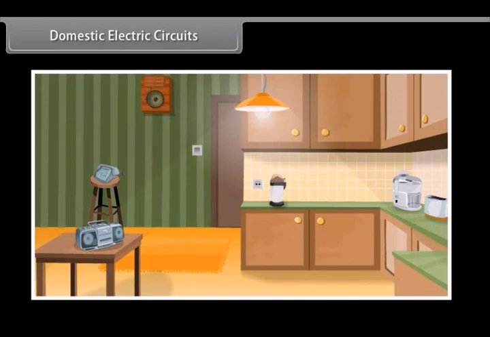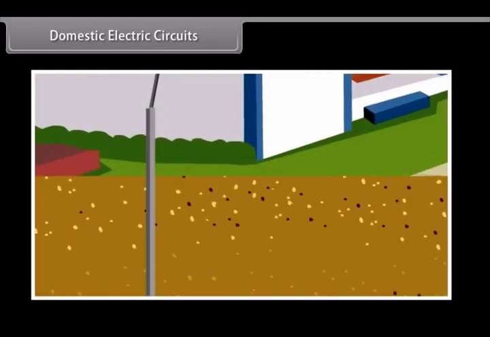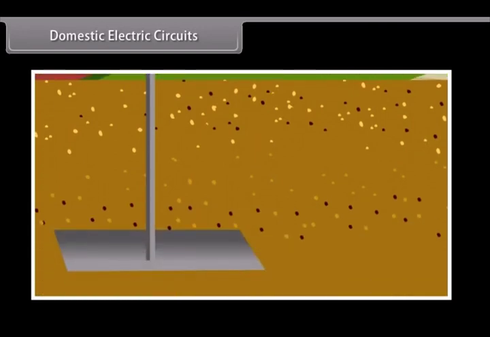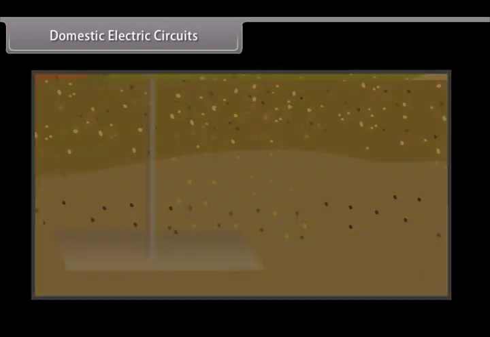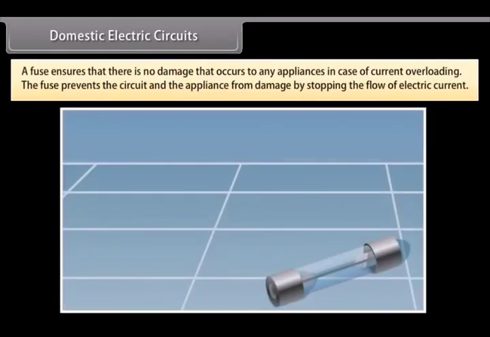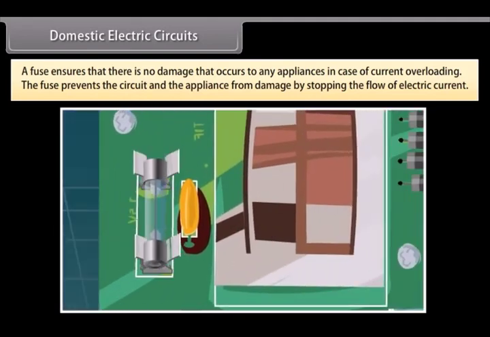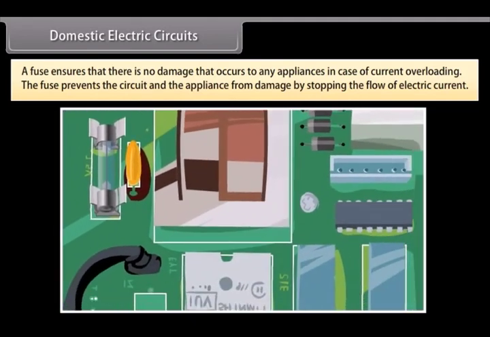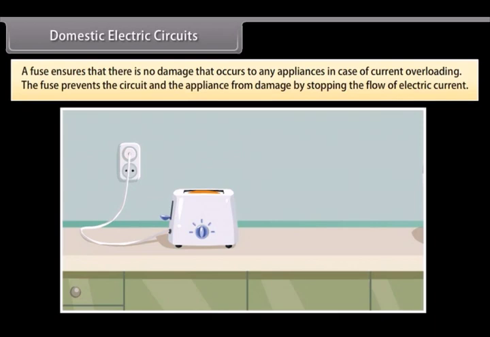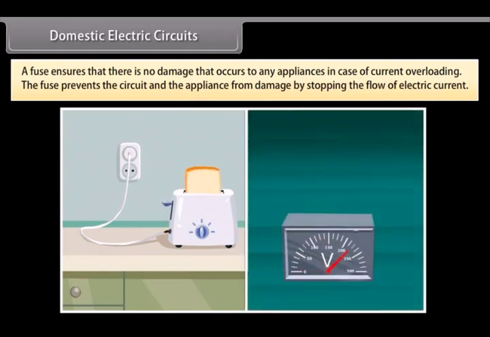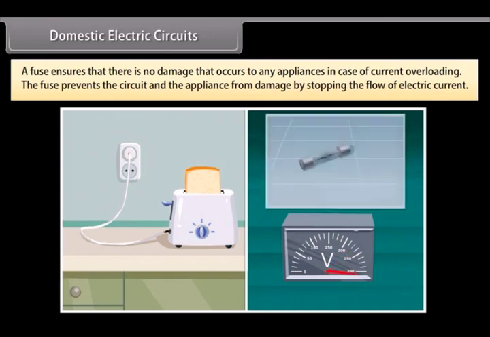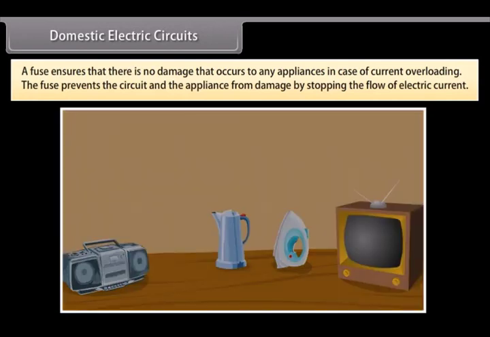There are different circuits used for different appliances in the house. The earth wire is connected to a metal plate deep in the earth to avoid receiving any severe shock in case of any leakage of current while using the appliances. A fuse is an important part of all circuits. It ensures that no damage occurs to any appliances in case of current overloading. Overloading occurs when the live wire and the neutral wire come in contact with each other or there is a rise in the supply voltage. In this case, the fuse prevents the circuit and the appliance from damage by stopping the flow of electric current.